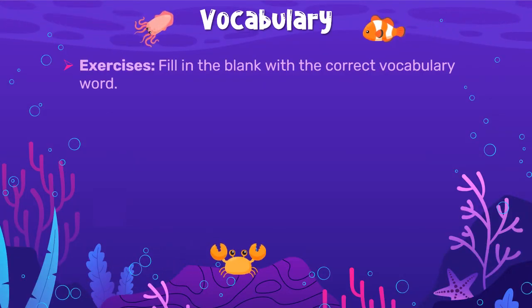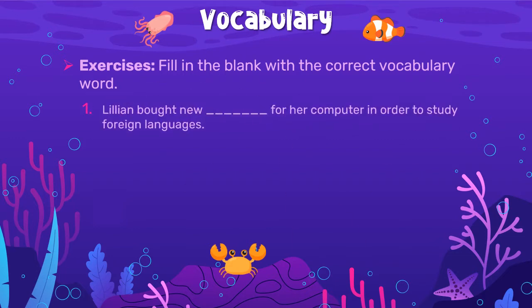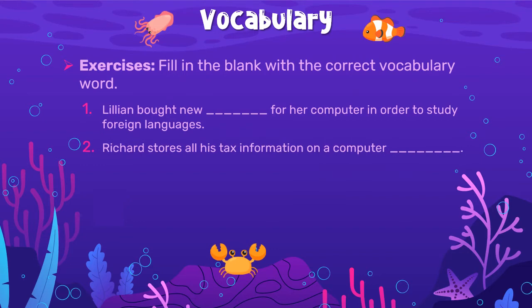All right, let's try to put these words into practice in sentences. Number 1, Lillian bought new blank for her computer in order to study foreign languages. What kind of thing would be something that you would use to study foreign languages? Hardware, software, database, or network? Number 2, Richard stores all his tax information on a computer blank. So what's something you could store information on? Hardware, software, database, or network?